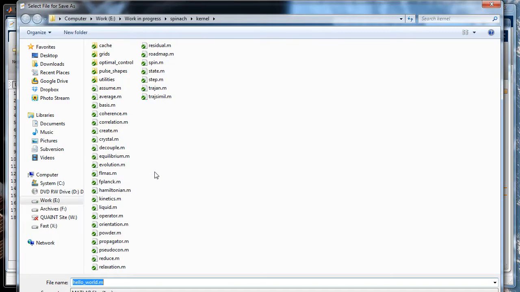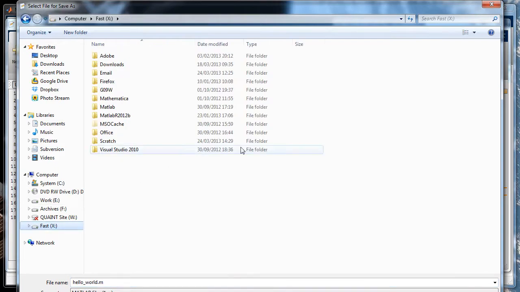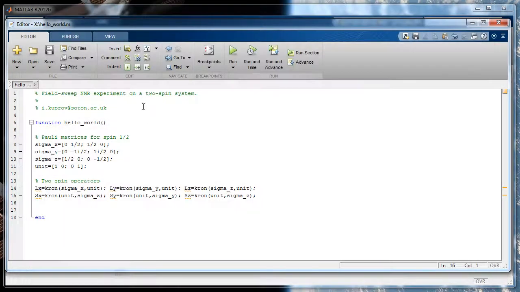Okay, let's save our hello world somewhere. Right, the spinach kernel is probably not the right place. Let's get it onto my solid state disk here, disk X. And there we are, there it is.